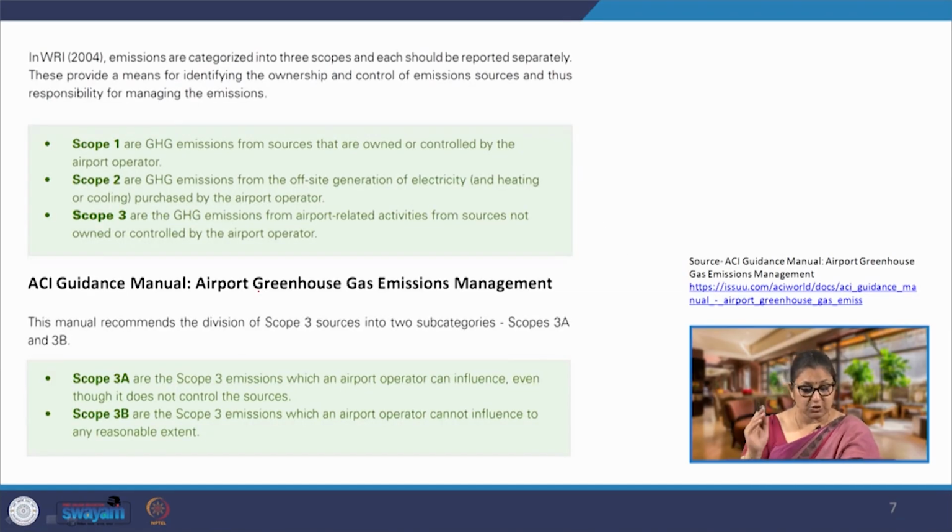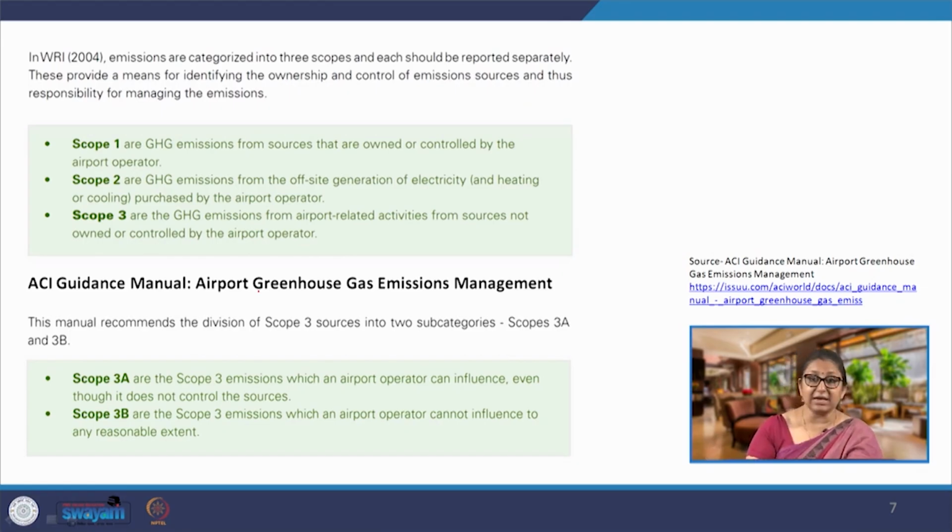So, let us look at the emissions for airports, and where the scope 1, 2 or 3 emissions are coming from. Quickly going over the definitions: scope 1 are the emissions that are owned or controlled by the airport directly at the site. Scope 2 emissions are from the off-site generation of electricity, steam, heating or cooling that is purchased, but not generated on site; it is being brought from a different site. Scope 3 are from related activities. They may or may not be under the control of the airport.